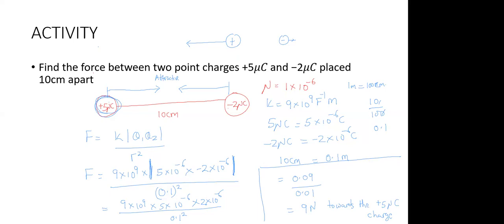And someone was asking, can't we find a force existing on one charge? Not really. So when we are looking at Coulomb's law, we always look at two charges. In order for you to know which force you want, whether attractive or repulsive, you need to have two.